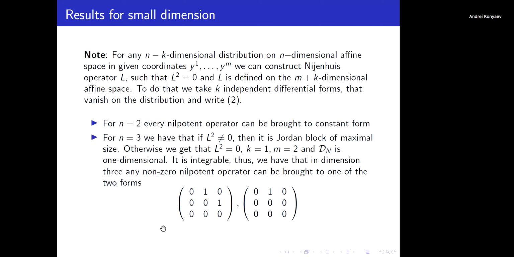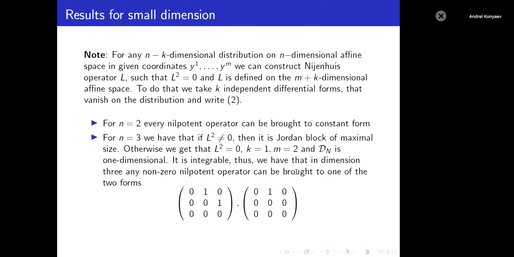So in dimension 2, every nilpotent operator of constant rank can of course be brought to constant form. In dimension 3, if we have L squared not 0, then we have a Jordan block of maximal size, and it can be brought to constant form. But if we have L squared equals 0, then we have the following set of numbers. We have k equals 1. This is the image, and m is the dimension of the kernel, which is 2.